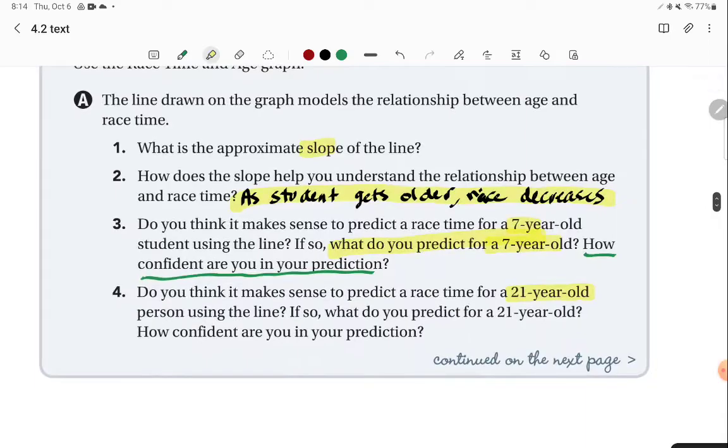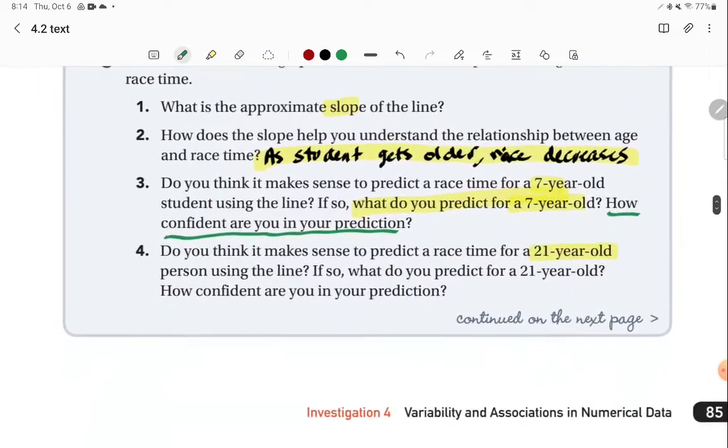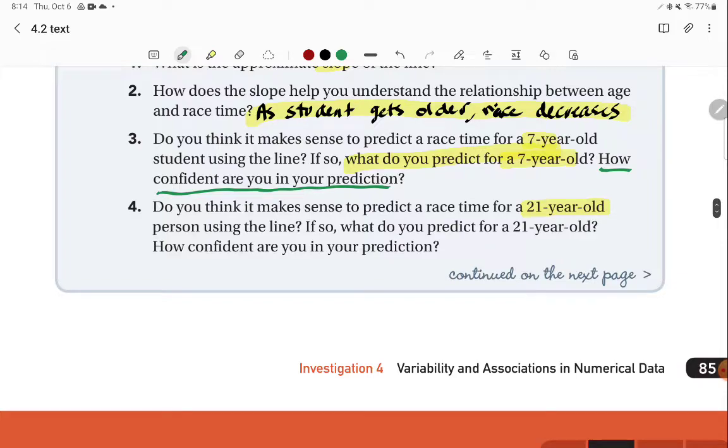So anything past 16 years old, I would not use this model, because if we were to draw that line, it would begin to level out and then start back up as you get old, like some of us. And if so, no, we can't predict it. I would say no, it's not a good prediction up past 16 to 18.